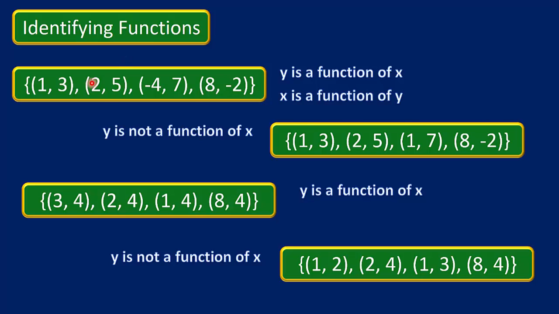But anyway, now let's look at this one. 3 corresponds to 1, 5 corresponds to 2, 7 to 1, negative 2 to 8. So notice every y corresponds to exactly one x. So x is a function of y. See? So now let's look at this one. Now we're looking at the y's and seeing if they correspond to exactly one x. 4 corresponds to 3, 4 corresponds to 2. Oh no. No, x is not a function of y.